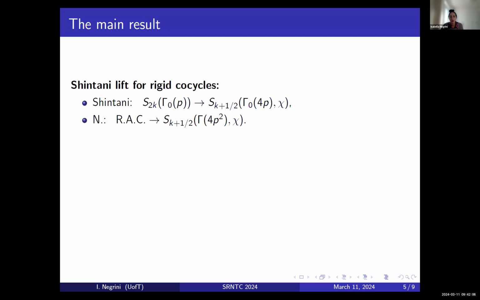Now, the work that I want to present today goes in the opposite direction. In the literature, there is the classical Shintani lift, which goes from integral weight forms to half integral weight forms. Today we're going to go from rigid analytic cocycles to half integral weight modular forms. These two maps will not only be analogs because of the direction in which they go, but also because the constructions of the two are similar.